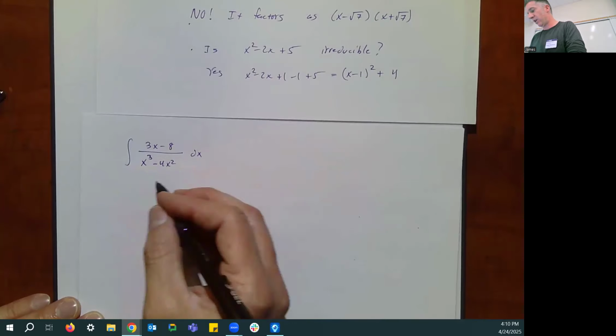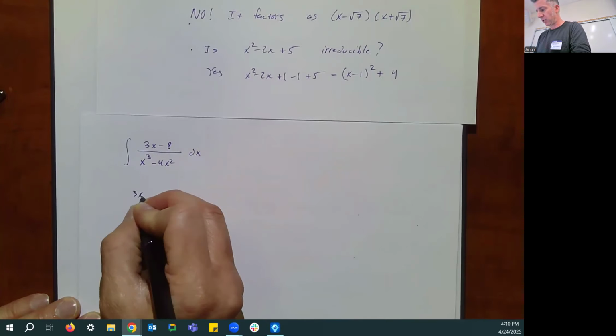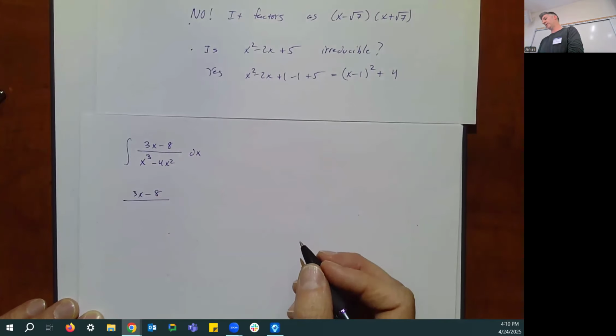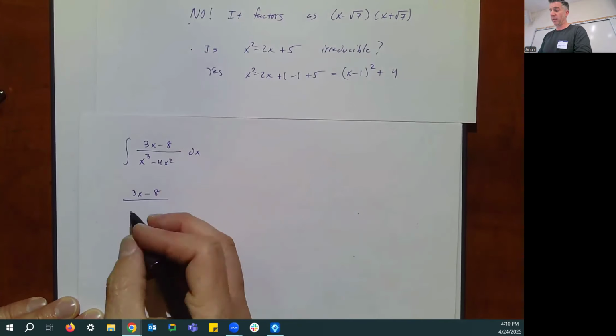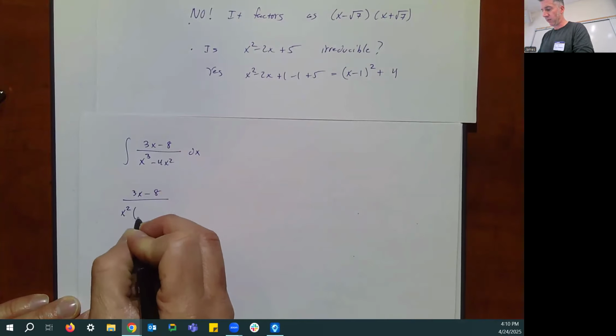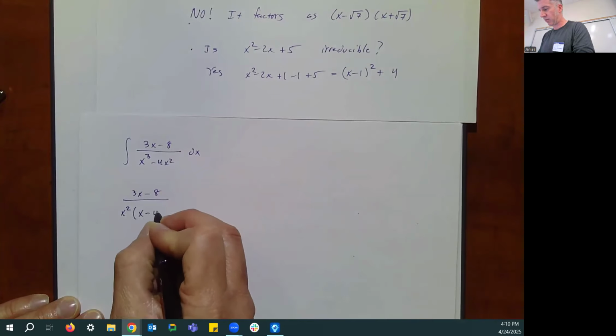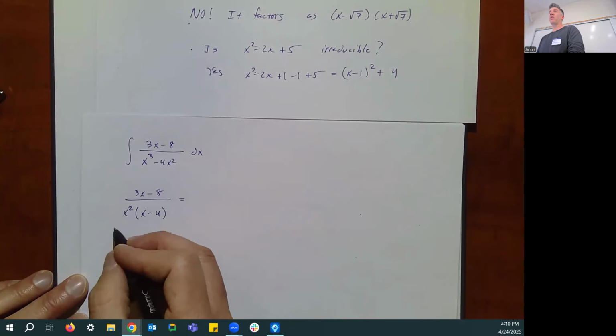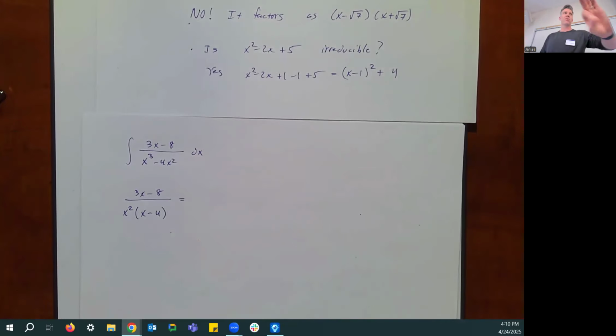So it meets all the criteria. My fraction is rational. It's a rational function. My degree on top is less than my degree on the bottom, and the bottom does factor, and fully factored, it's x squared times (x minus 4). So for the x squared, now I'll point out x squared is not irreducible. It definitely equals 0 when x equals 0. It is a linear factor, (x minus 0) squared. We don't write it as x minus 0.